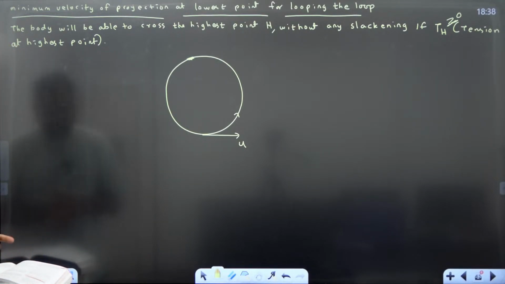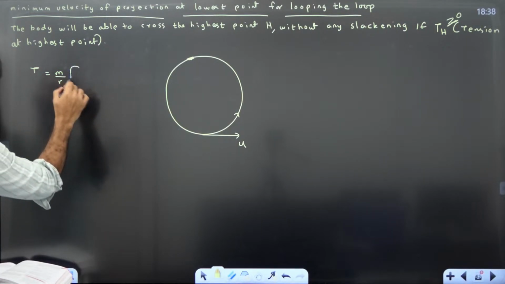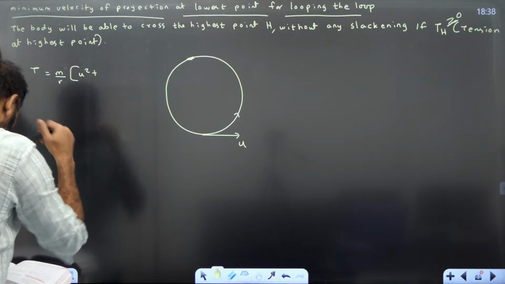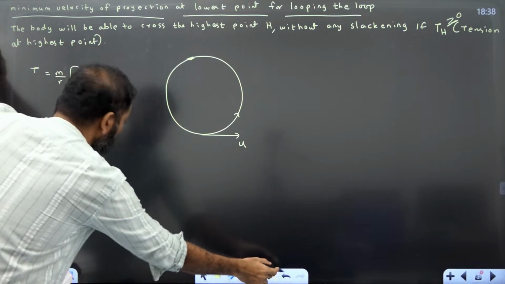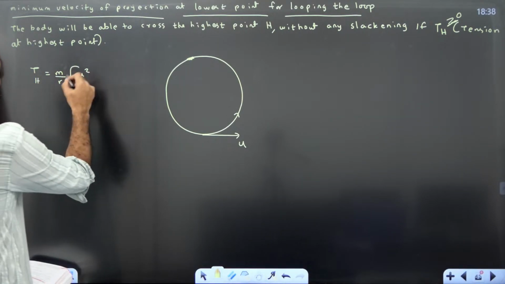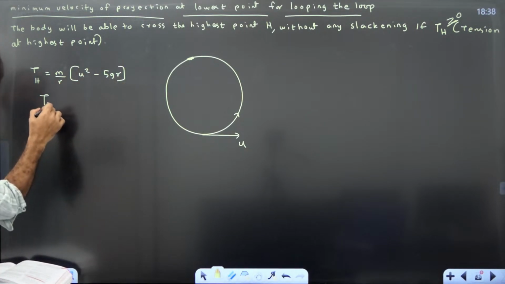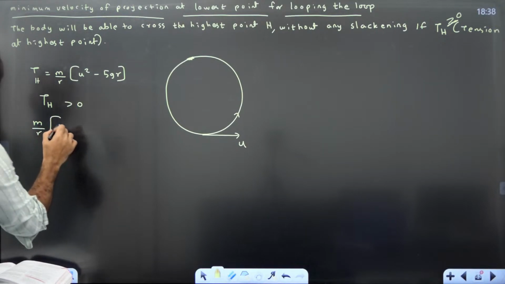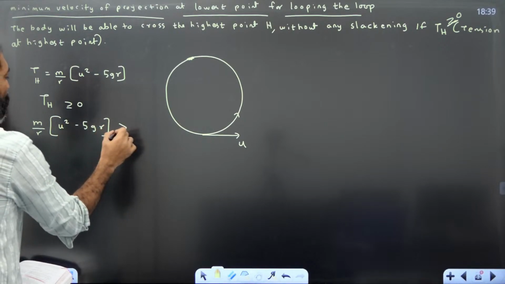Now, what is the equation for tension at any point? And what is the equation for tension at the highest point? Tension at the highest point is m by r into u square minus 5gr. So what is the condition? Tension at the highest point should be greater than 0, which means m by r into u square minus 5gr should be greater than or equal to 0.